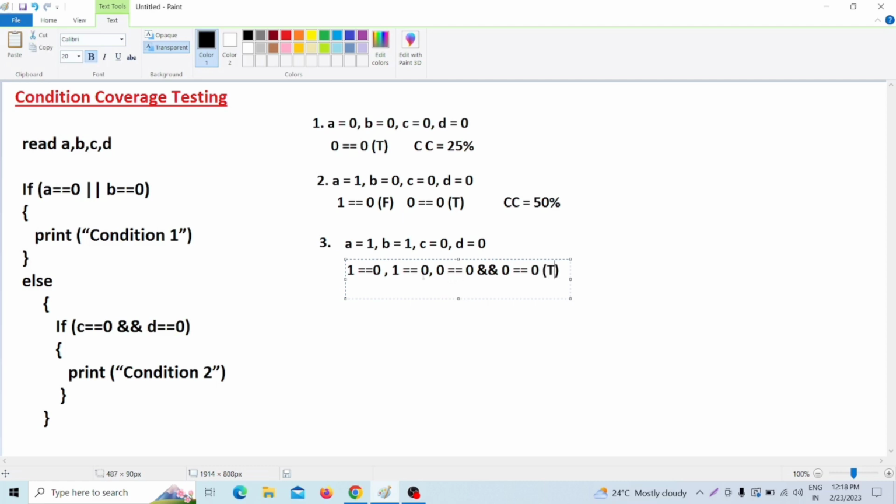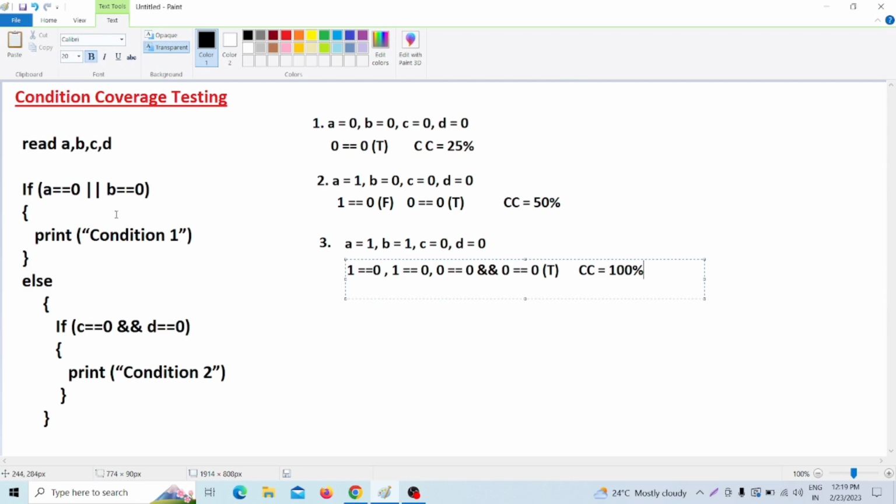So now that means here we have checked all the 4 conditions: condition A, condition B, condition C, and condition D. We are checking the 4 conditions, that means we are covering the 4 conditions. So the condition coverage will be 100% here. We are getting 100% condition coverage from here.